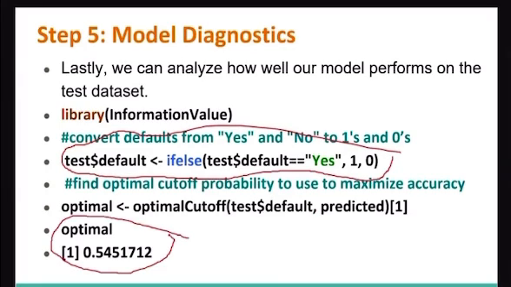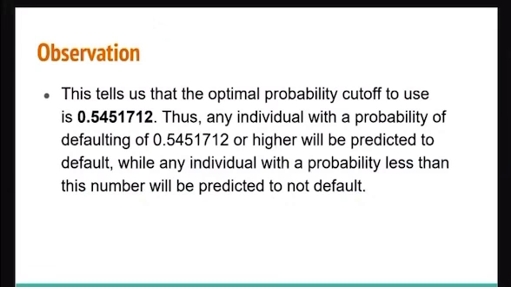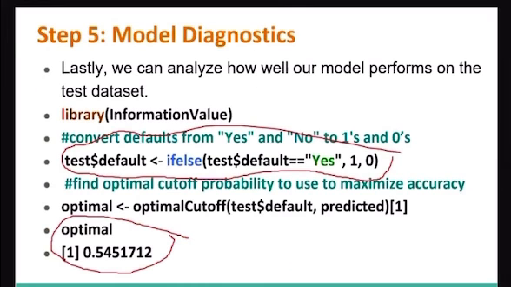At the end of the day, take a look at this. Optima now is giving us a 0.54. What is the meaning of that? This tells us the optimal probability cutoff to use, because if we want to make a decision, we need a cutoff. What cutoff are we going to use? Any individual with a probability of defaulting of that or higher will be predicted to default. If it is lower, it is not. This is like a threshold, and we created this very threshold using the data set in the test. Does that make sense?